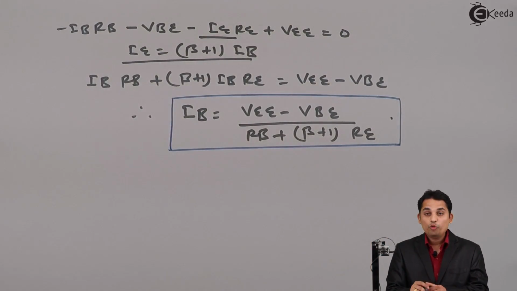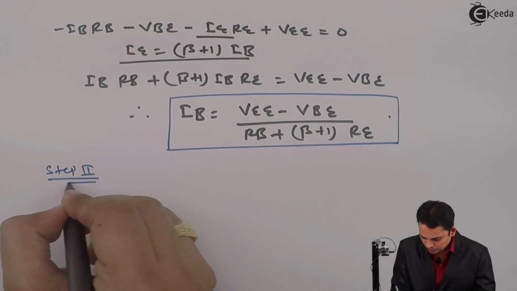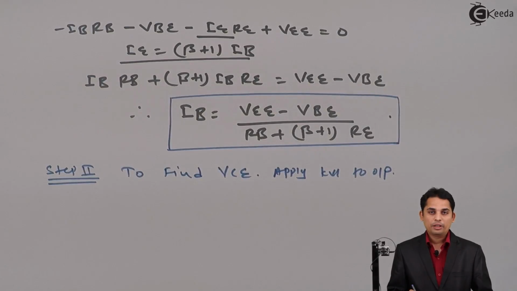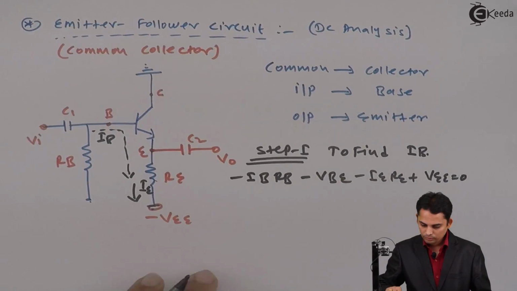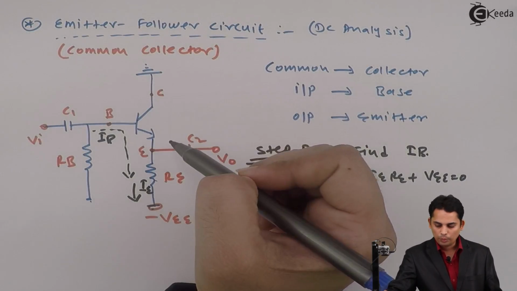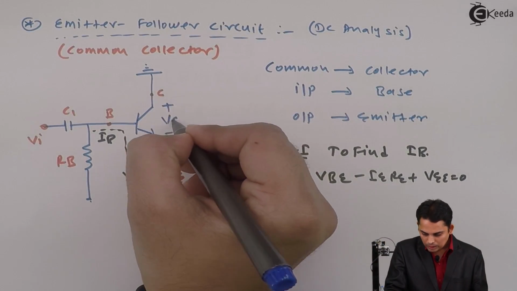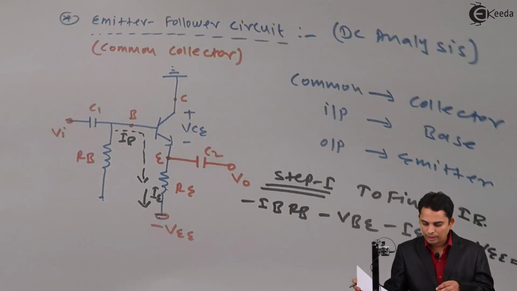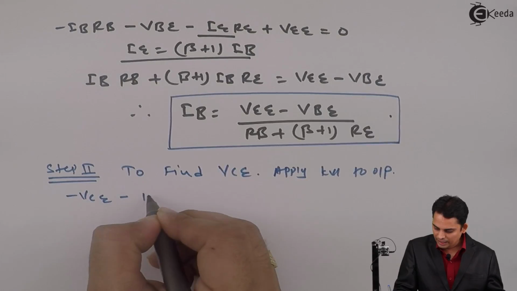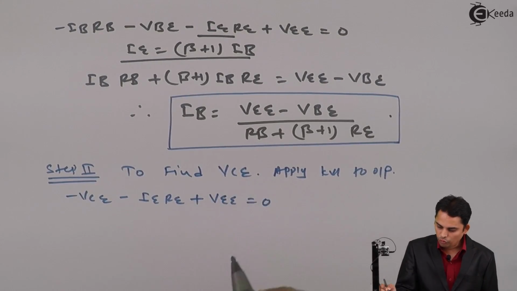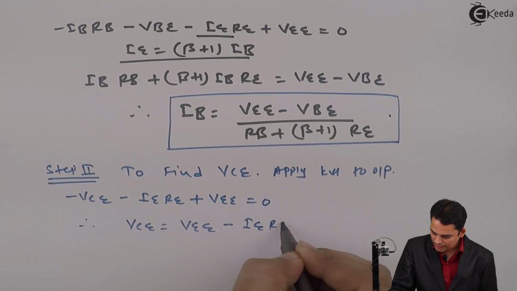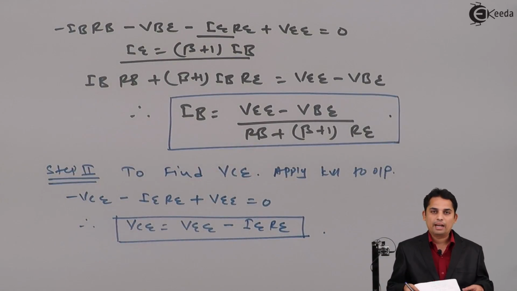Step 2 is to find VCE, for which we apply KVL to the output. Now we need to apply KVL to this loop because this is our output loop. So it will be 0 minus VCE, the next term will be minus IE into RE, and next will be plus VE. Hence the equation will become minus VCE minus IE into RE plus VE is equal to 0, and hence VCE is equal to VE minus IE into RE. So this is how we can calculate IB and VCE for the emitter follower circuit. Thank you.